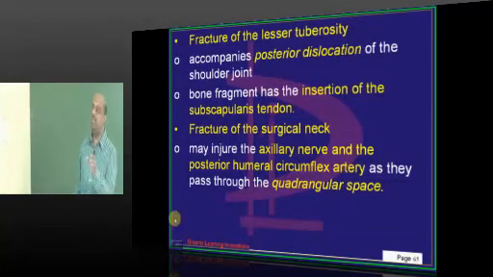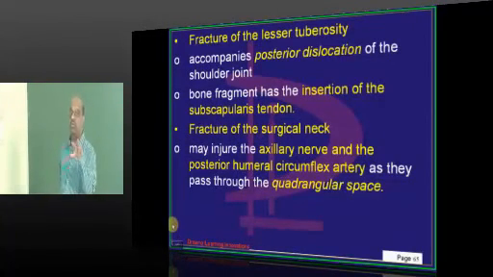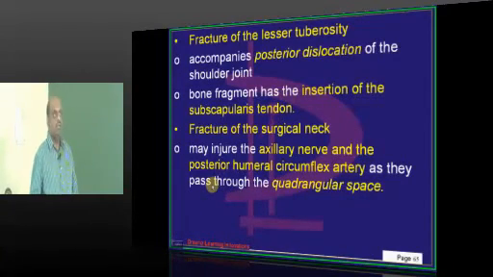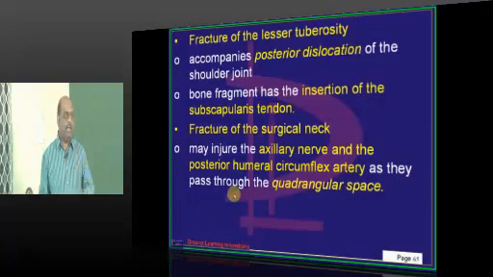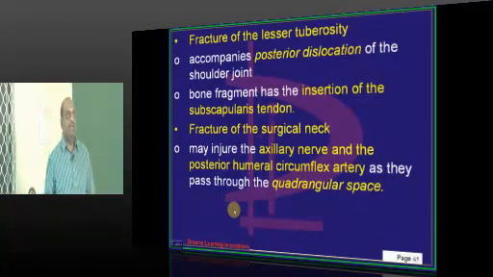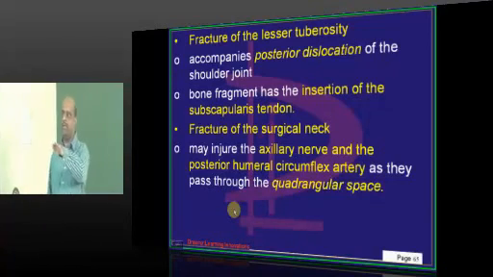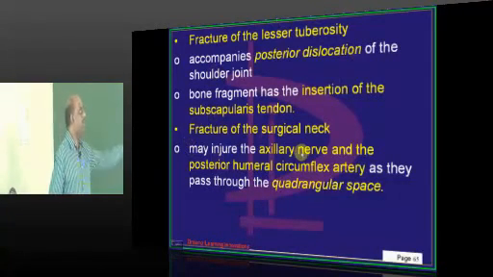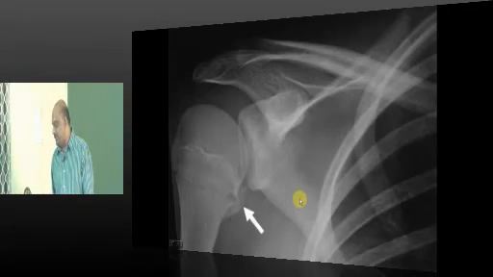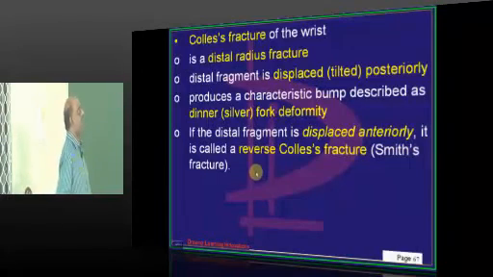Then how about the fracture of the surgical neck, after the two tubercles? The area is called the surgical neck. In that area, the axillary nerve and posterior circumflex humeral artery are entering the quadrangular space. They are the ones which can get injured whenever there is any fracture of the surgical neck, is what needs to be remembered.